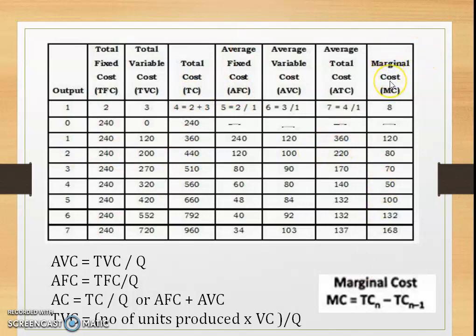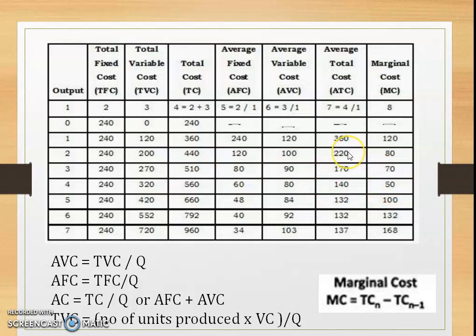So the marginal cost can be calculated from the formula: total cost n minus total cost n minus 1. For example, let me take the output 2 here. The total cost is 440 and TC n minus 1 is 360. So 440 minus 360, which is 80. Similarly for output 3, look at here, TC n is 510, TC n minus 1 is 440. So 510 minus 440, which is 70.